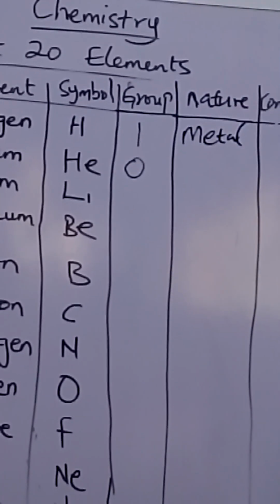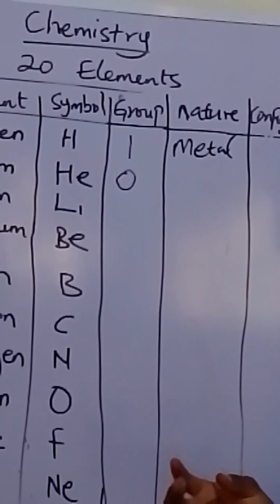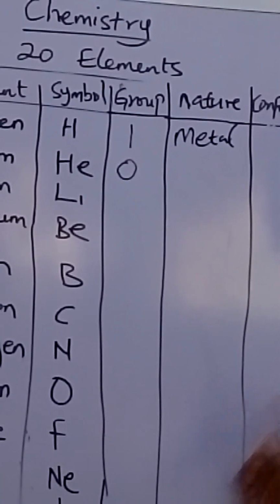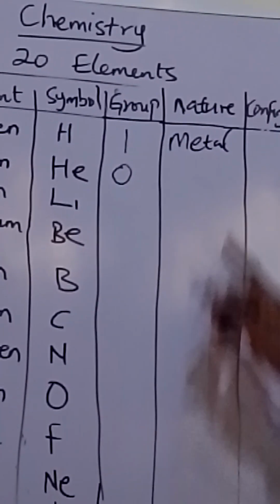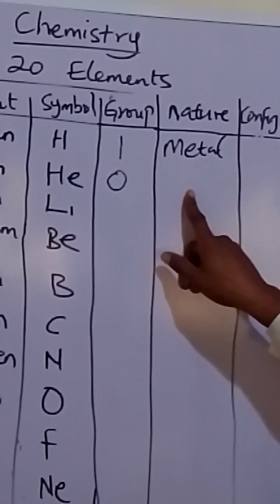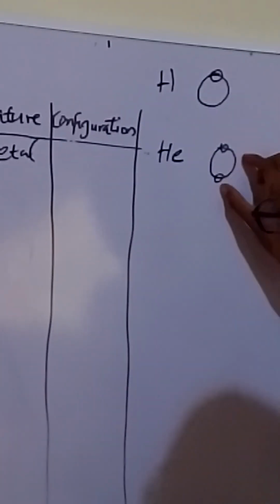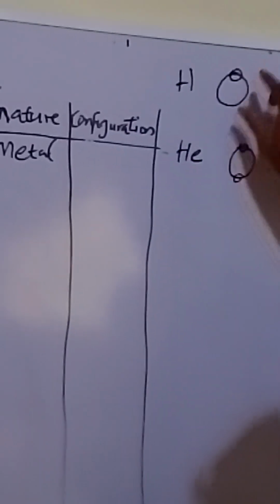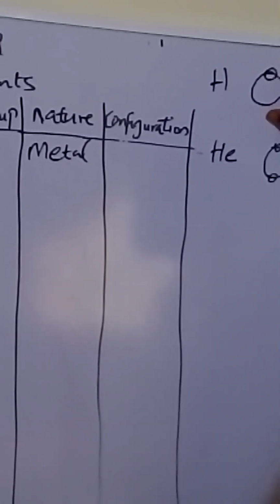Remember I said anything that has 1, 2 or 3 in the outermost shell is a metal. But this one is not a metal. It's a gas. Why? Because it doesn't have an outermost shell. It has only one shell, and that one shell is filled up. This one has one shell, but the shell is not filled up.